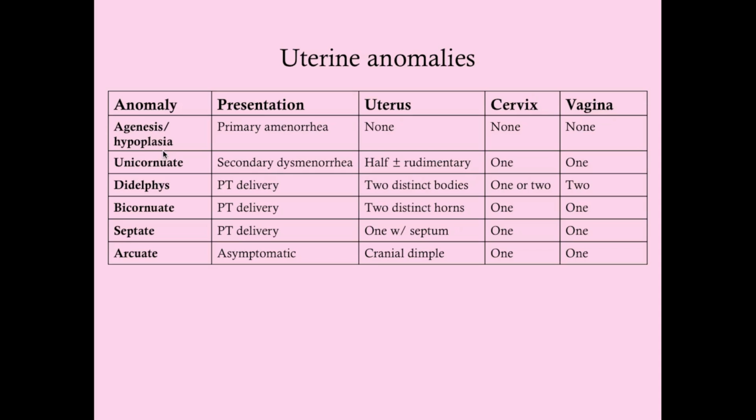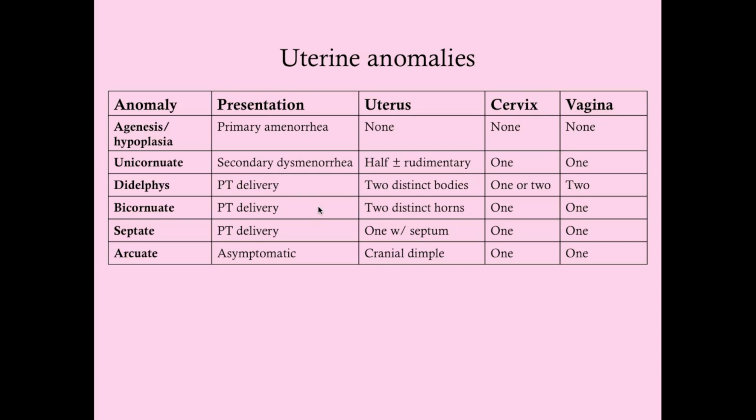Remember that the problems with formation of the Müllerian ducts are going to be much more severe in presentation. They'll present much earlier most of the time than the others. So agenesis will present with primary amenorrhea. They will not get their period because they don't have uterine tissue. Unicornuate uterus, you get secondary dysmenorrhea, typically from the rudimentary horn, but if you don't have a rudimentary horn, which is only a minority of cases, then it's going to be obstetrical problems. Didelphys uterus, you can have one or two cervixes, that's important to remember, and you have the double vagina.